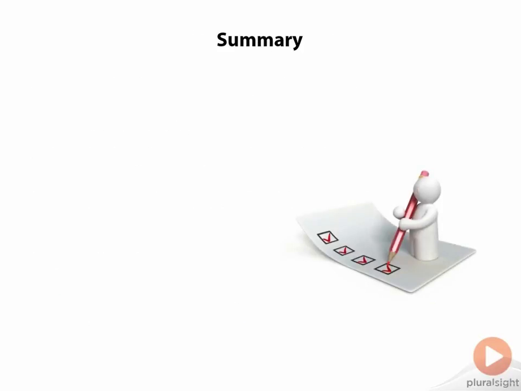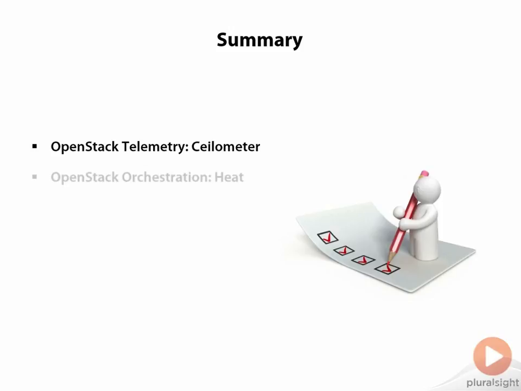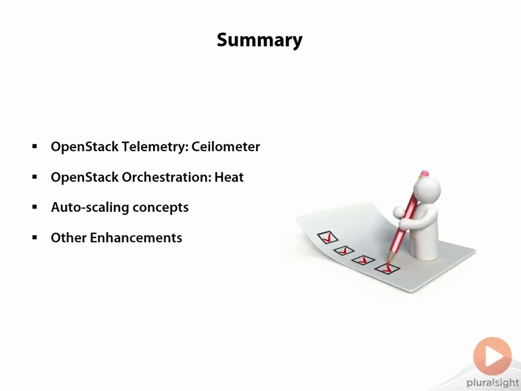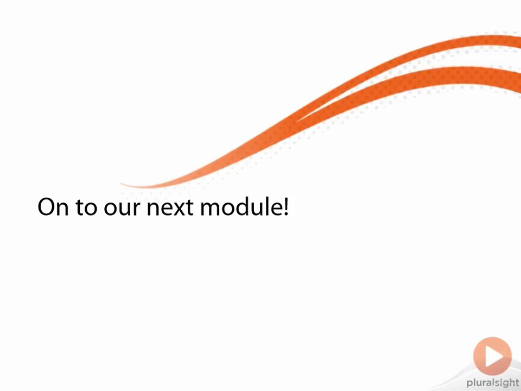So we've made it all the way up to this point. We've taken a look at what the OpenStack telemetry service is, or Ceilometer. We've looked at OpenStack orchestration with the Heat project. We looked at general autoscaling concepts based on Ceilometer and Heat married together, as well as the other general enhancements that are released with the Havana release. Now it's time for us to move on to our next module.